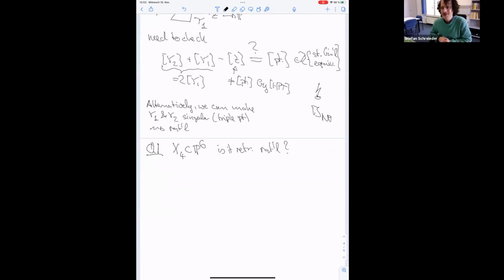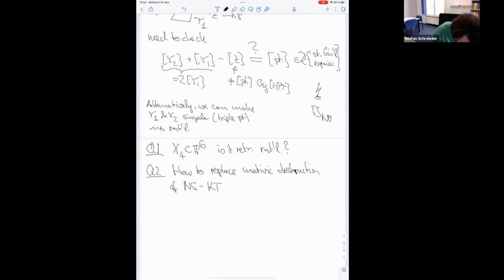Okay, and if it is, then it's probably, at least for me, impossible to find such a factorization of the identities. The only hope is that maybe it's not, and then we can prove that. But if we want to prove that, then the second question comes up: how to replace the motivic obstruction of Nikese-Schindler and Kontsevich-Zinkel in the above argument.